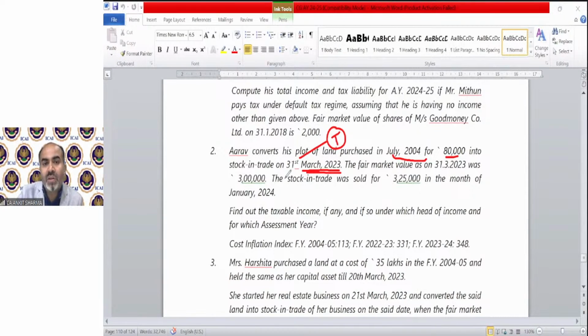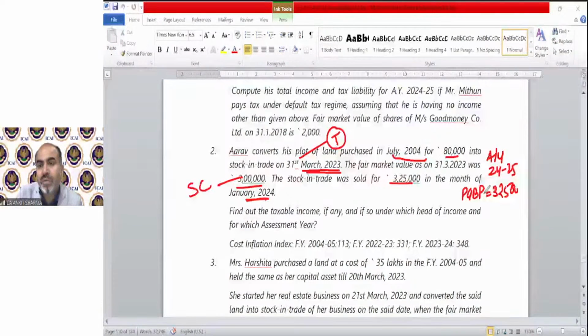The FMV on 31st was 3 lakh. This is my sale consideration. Stock in trade has been sold for 325 in the month of January 24. So this is my year of taxability. January 24 means assessment year 24-25. First we calculate PGBP income because stock has been sold for 325. Whatever your market value at the time of conversion will be the purchase price for the purpose of PGBP. So PGBP income will be 25,000.